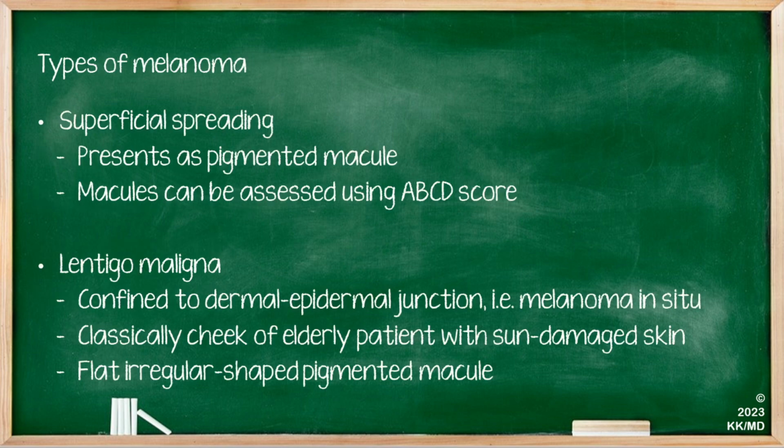There are 6 types of melanoma. So firstly, there is superficial spreading, and this presents as pigmented macules. And as we've just found out, these macules can be assessed using the ABCD score. The next type is lentigo maligna, and this is confined to the dermal epidermal junction. So in effect, the melanoma is still in situ. Classically, this appears on the cheek of an elderly patient with sun-damaged skin. This is also characterized by flat, irregular-shaped pigmented macules.